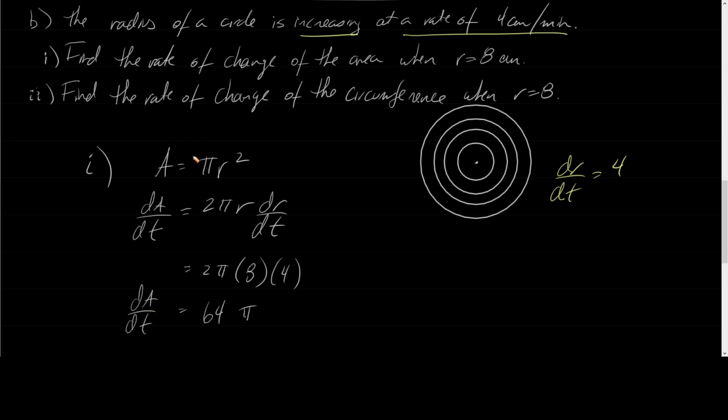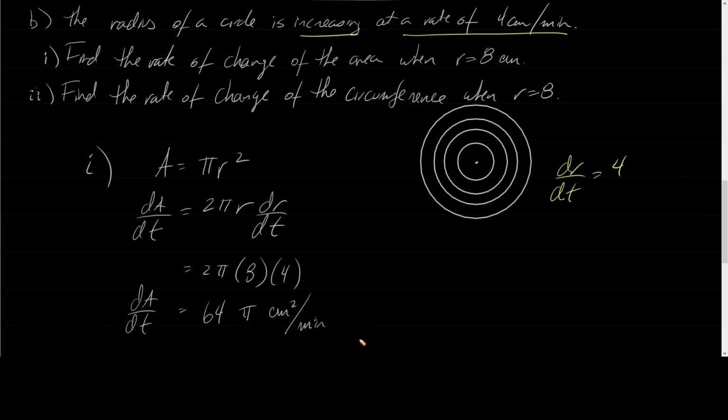Now let's figure out units here. This is the change of area with respect to time, right? And in here, for the area, what are the units? Centimeters. So we're going to get centimeters squared per minute, right? That's the change of the area with respect to time.